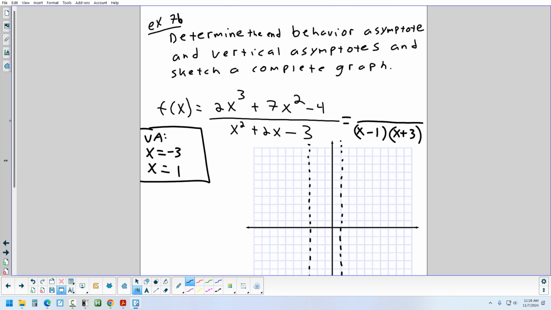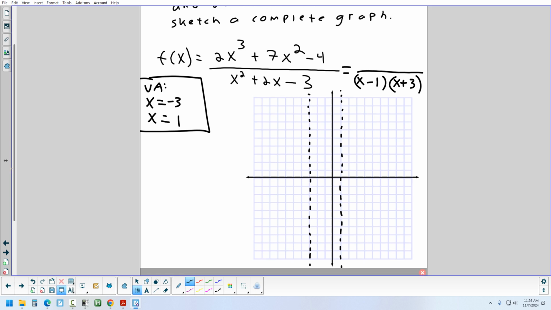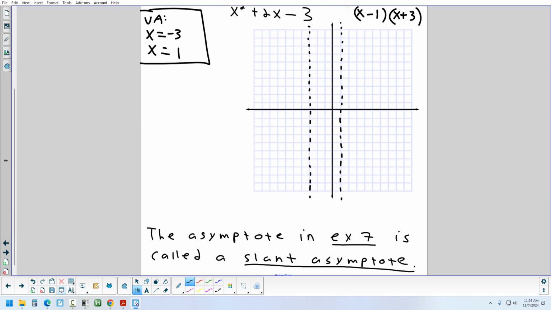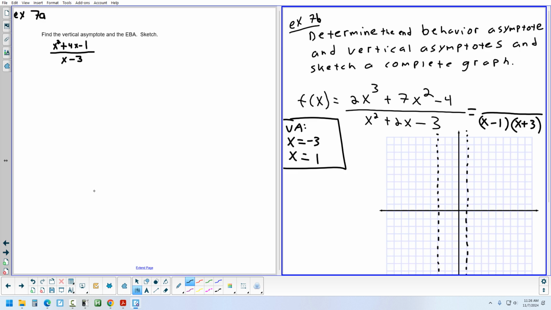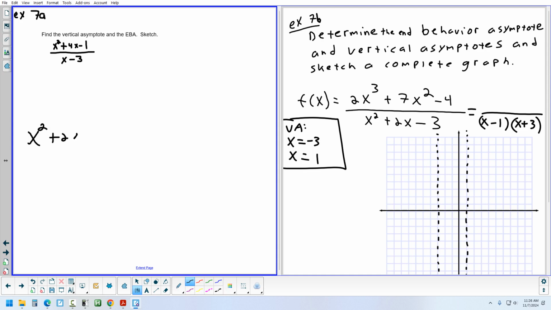Okay. Now the other thing they want is the EDA. How do you find the EDA? Sometimes you can use synthetic division, but not here. So we're going to have to use long division. All right, let me get, I just need some more space. So we're going to do x squared plus 2x minus 3. We're going to have 2x cubed, 7x squared. And what's going to go after the 7x squared? 0x minus 4.